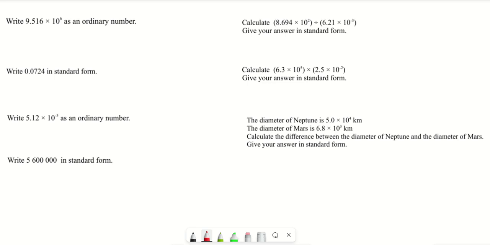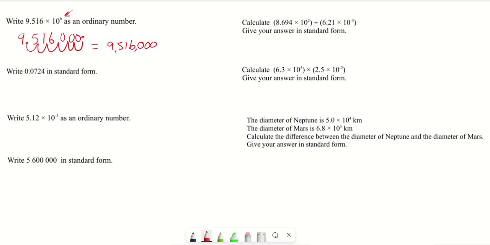So we have standard form, which is a number between 1 and 10, times by 10 to the power of something, okay? And we can put this in an ordinary number by doing these steps. So we rewrite this number here. Now we're going to move the decimal place to the right 6 times because that is the power. So we go 1, 2, 3, 4, 5, 6, and our decimal place now will be there. Where there is a dip, we put a 0. So it gives us an answer of 9516 followed by 3 zeros. Now that is that number in ordinary form.